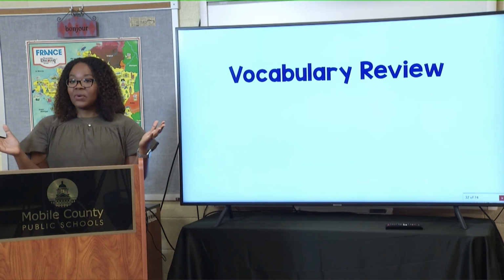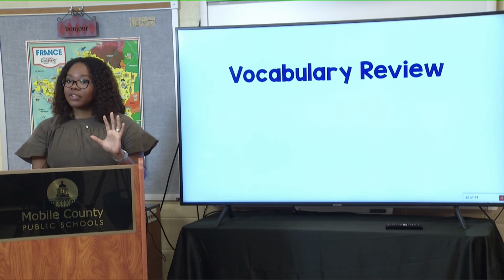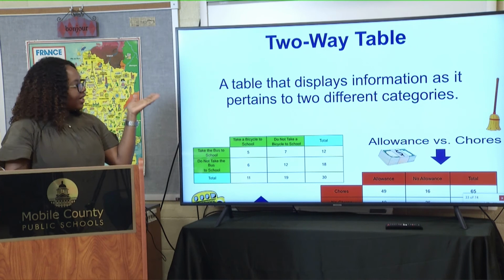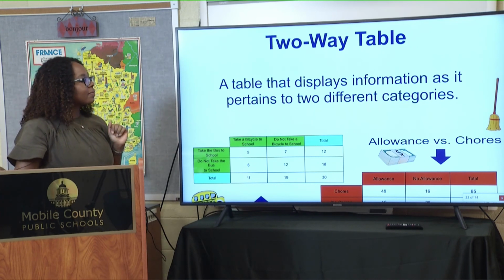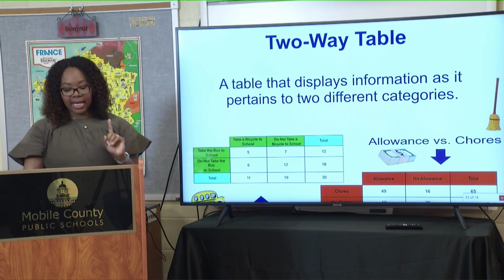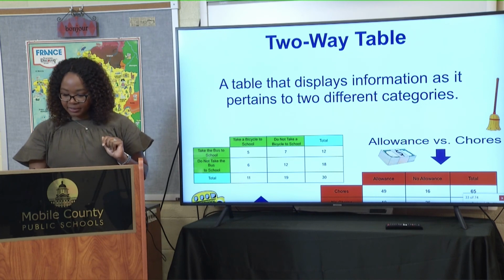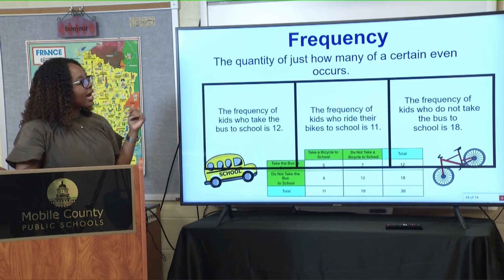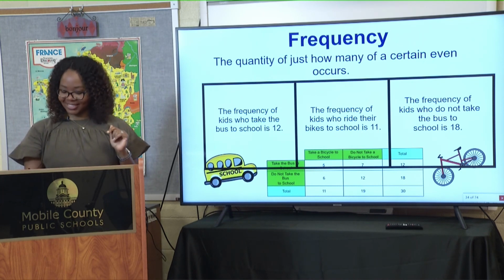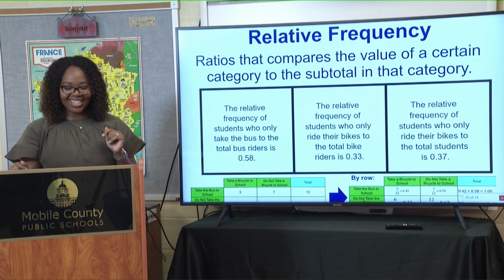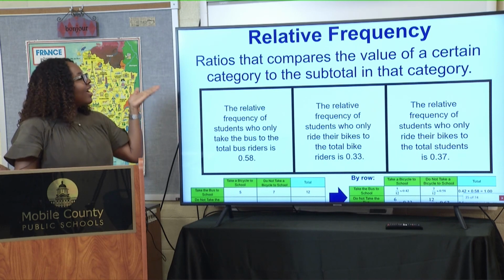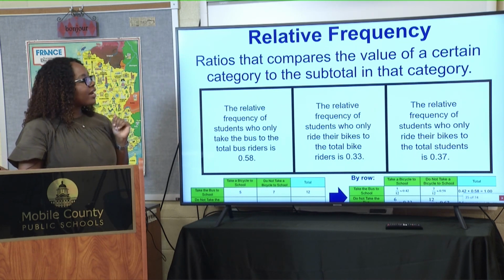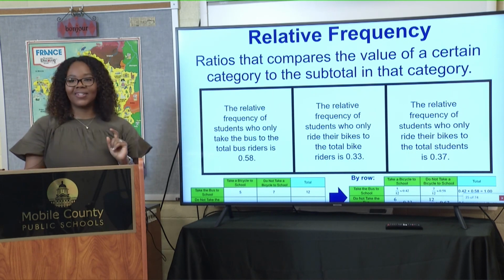Very quickly, we're going to review some of the important vocabulary terms from our two-way tables. A two-way table is a table that displays information as it pertains to two different categories. A frequency is the quantity of just how many of a certain event occurs. Relative frequency are ratios that compare the value of a certain category to the subtotal in that category.